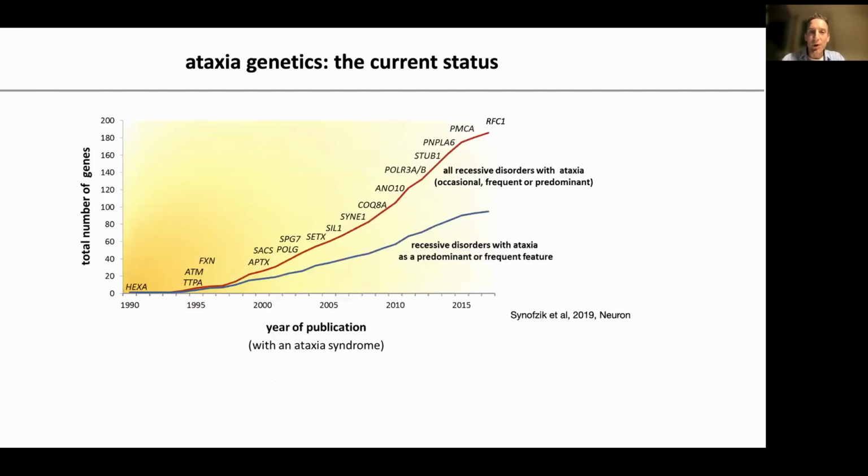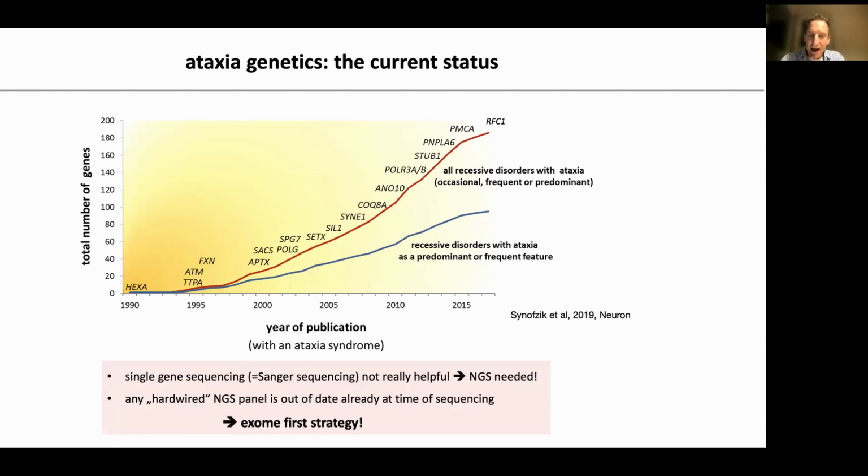One of the problems, or actually one of the good things, because this means we can make the patients trial ready, is the exploding number of genes. Here you see in red all those genes which are associated with ataxia either as the main phenotype or as an associated phenotype. As you can see, the number has been increasing in particular in the last, let's say, 10 years. There are almost 200 genes now which are associated with ataxia as the main or as an associated phenotype, about 90 genes which have ataxia as a main phenotype. And the number is continuously increasing.